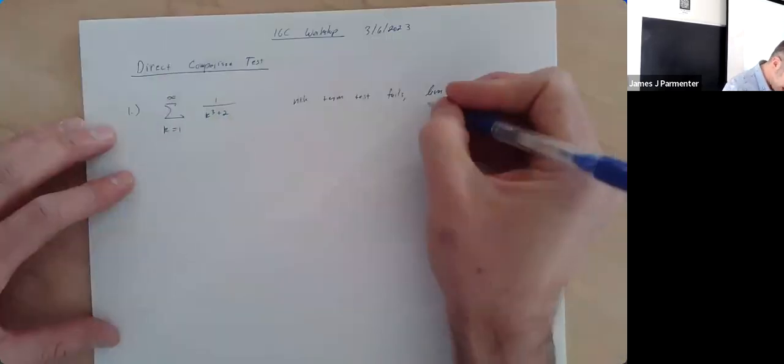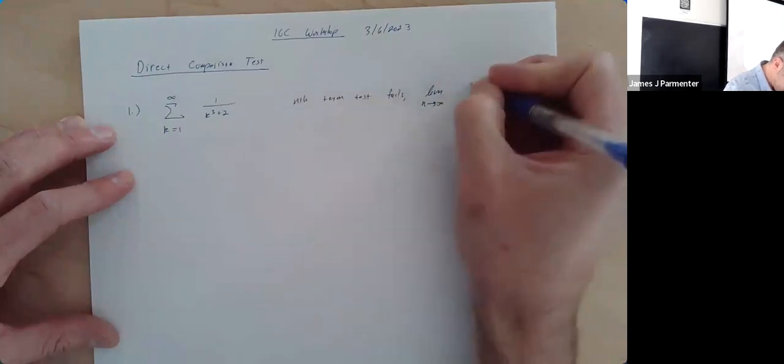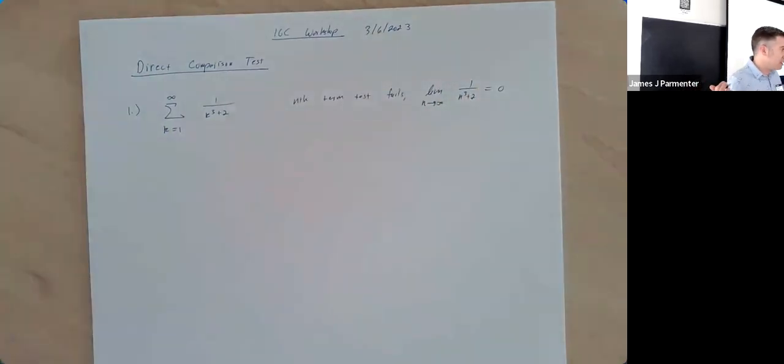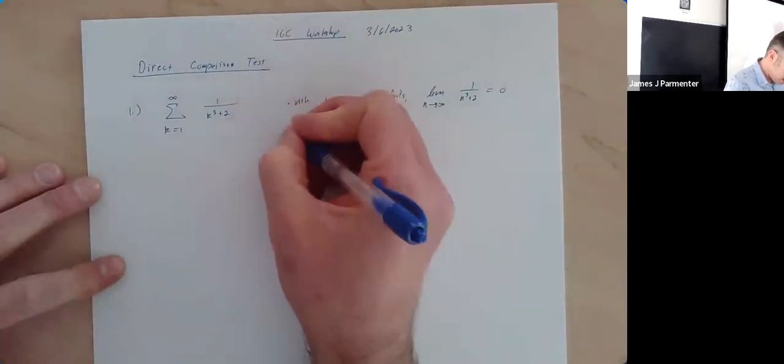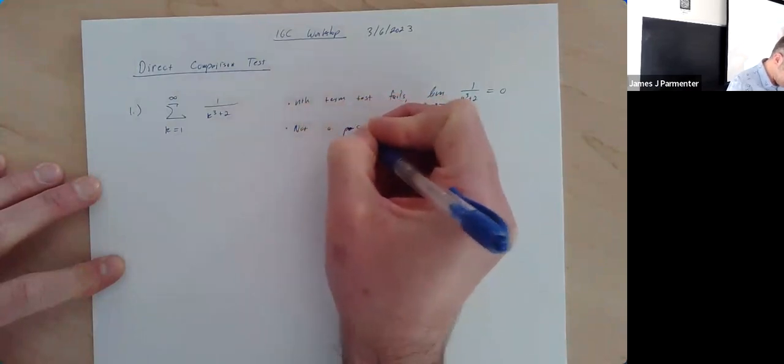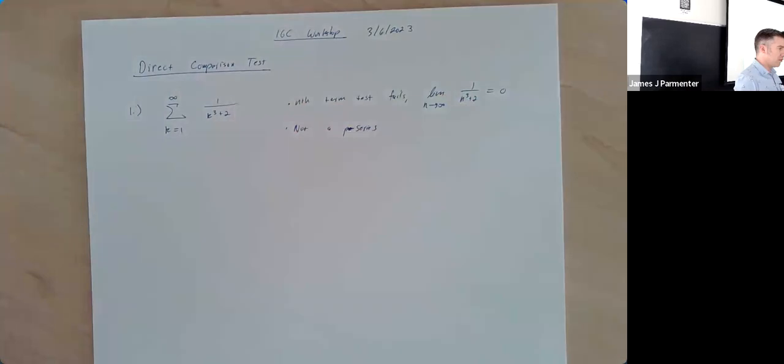I'm going to write the limit as n goes to infinity of 1 over n cubed plus 2 equals 0. Doesn't help us. And it's also technically not a p series, right? It's also not a p series because to be a p series, it specifically has to be just 1 over k to that power.